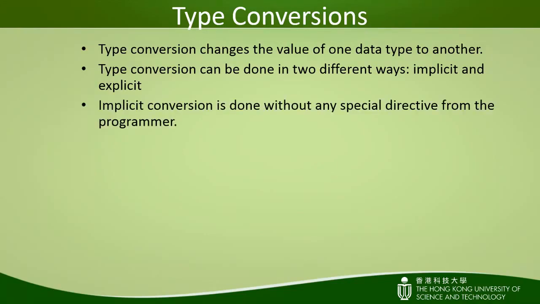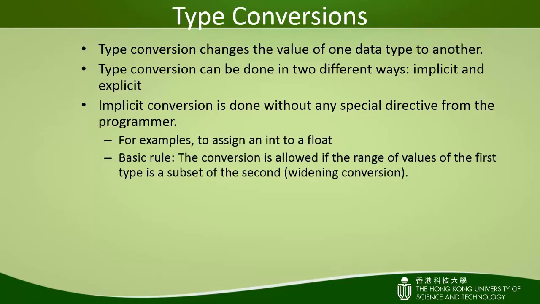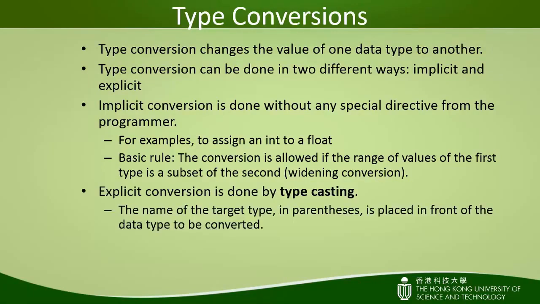An implicit conversion will change the value of one type to another without any special instruction from the programmer. For example, an integer type int is allowed to be assigned to a float, although there could be loss in precision. The basic rule is that implicit conversion is allowed if the range of the value of the first type is a subset of the second. It is often called widening conversion. The reverse is narrowing conversion, which usually is not allowed without explicit conversion.